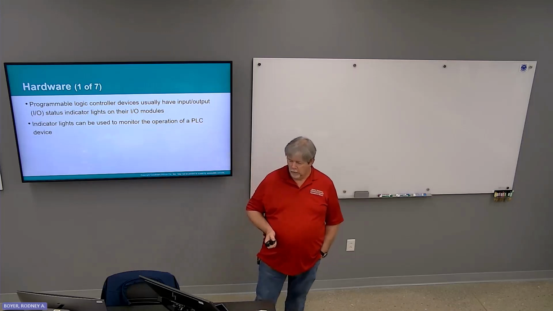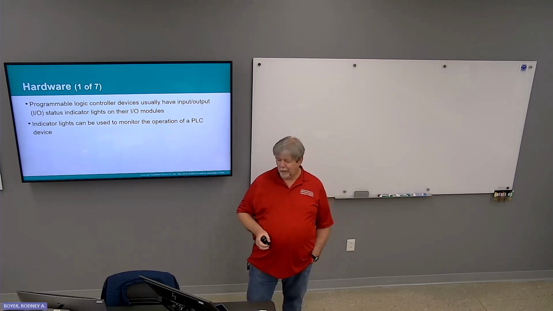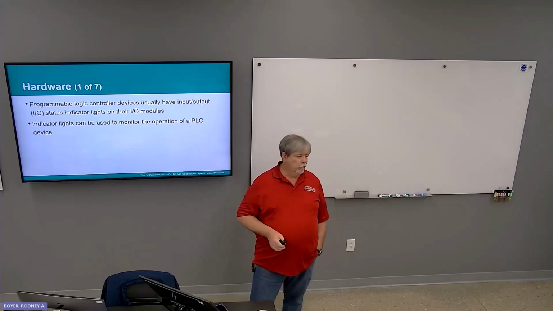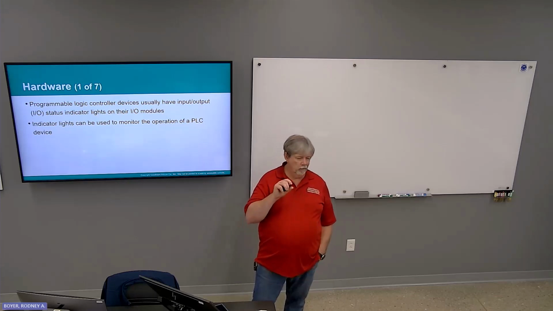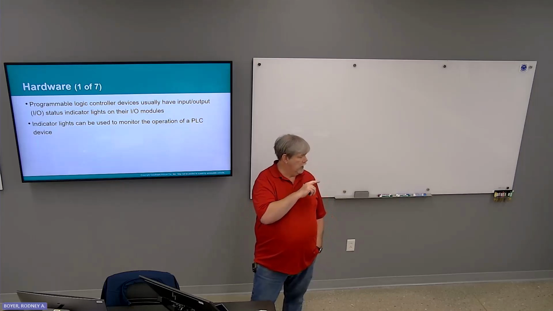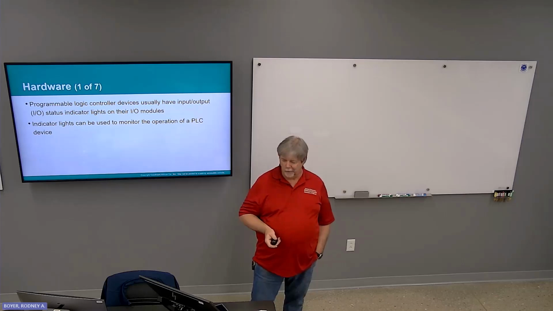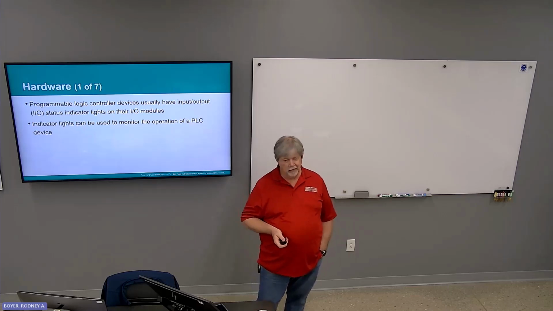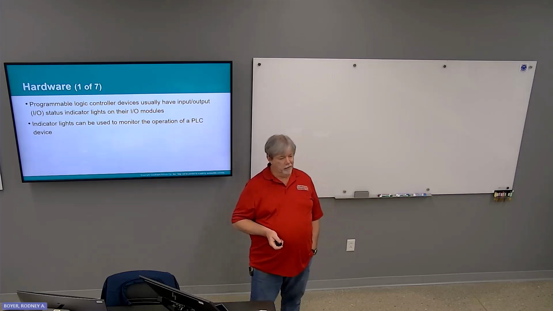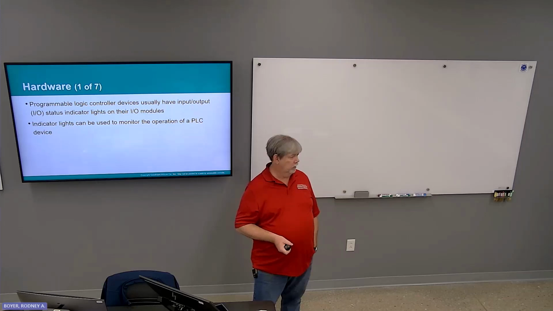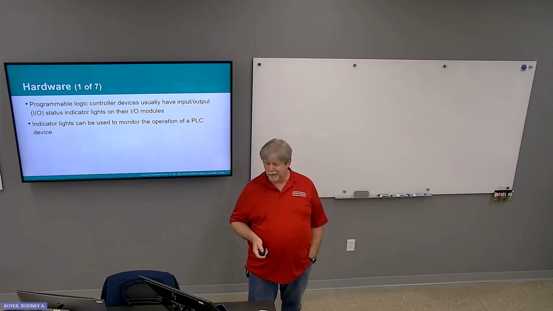Hardware. PLC devices usually have input-output status indicator lights on their I/O modules. On the MicroLogix, slot 0, the I/O is on the LCD screen, and then for any expansion module, the LEDs are on the module itself. You can use those to monitor the operation of the PLC. All it's really going to tell you is that it's either getting an input or not, and it's turning on an output or not. It doesn't mean that the program is actually working the way it's supposed to.